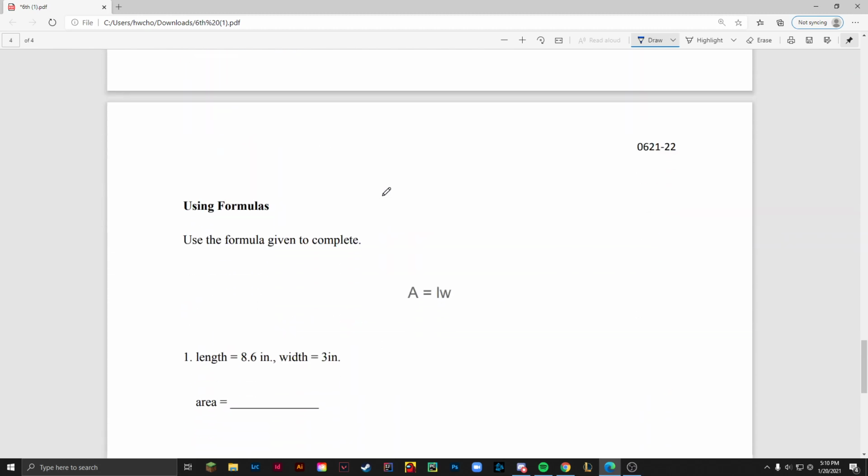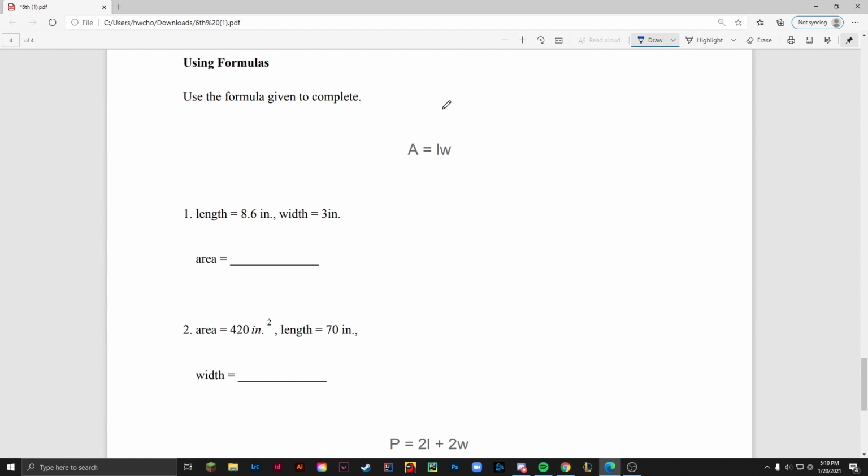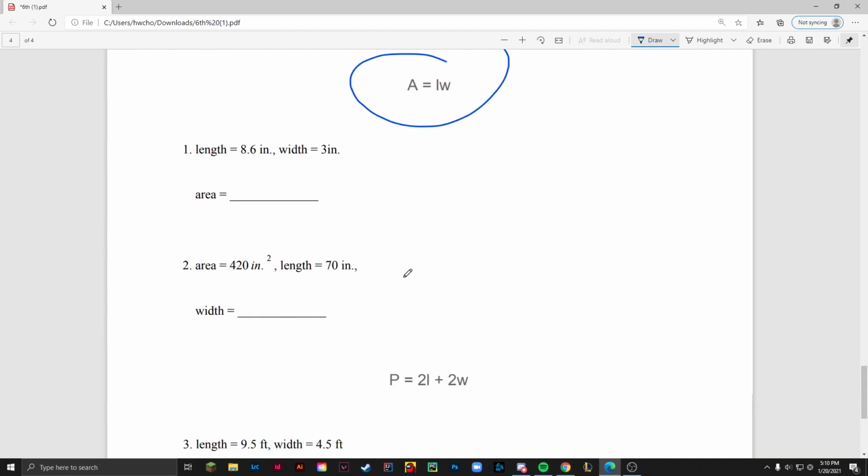And the last one I'm just not going to do because it's the exact same one. It says use the formula given to complete. Super simple, just A equals LW. When variables are next to each other, they're multiplied. So length is 8.6 times 3. That's just going to be 25.8. That's it.